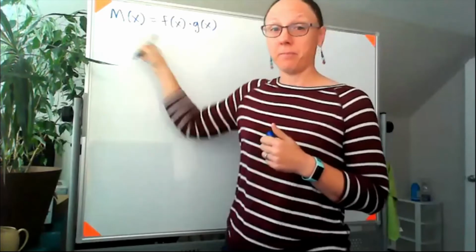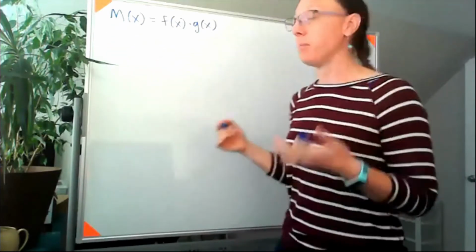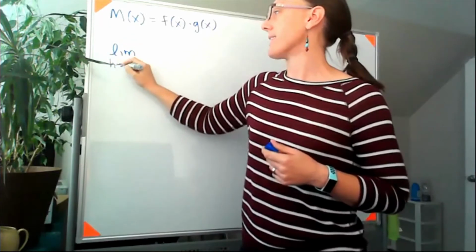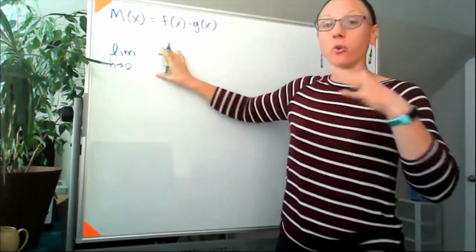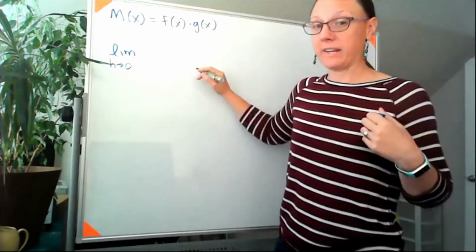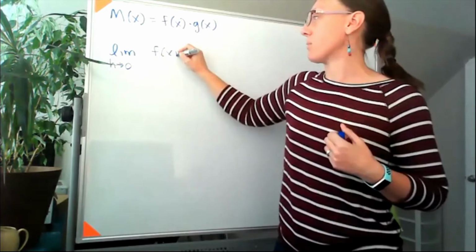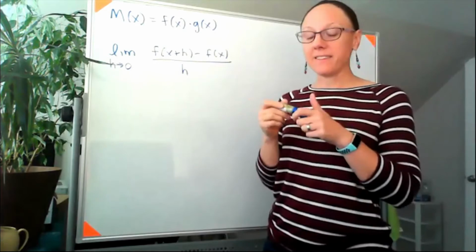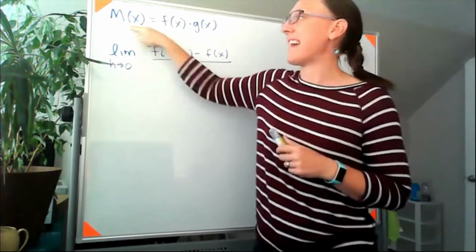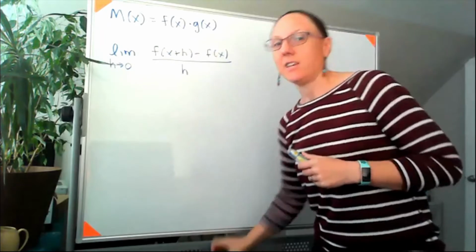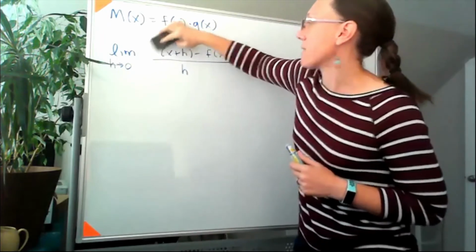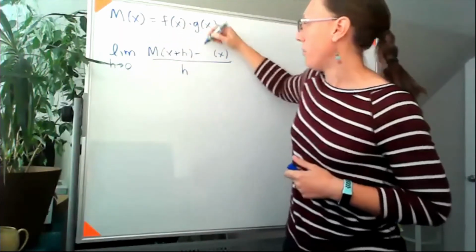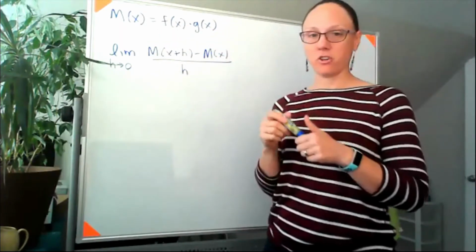If I want to find the derivative of m, thinking back to that limit definition, I'm looking for the limit as h approaches 0, and just kind of our normal limit definition. I'm going to erase it in a second, but this would look like f of x plus h minus f of x all over h. But in this case, the function that I care about is actually m of x. So instead of being f of x plus h, this is going to be m of x plus h.